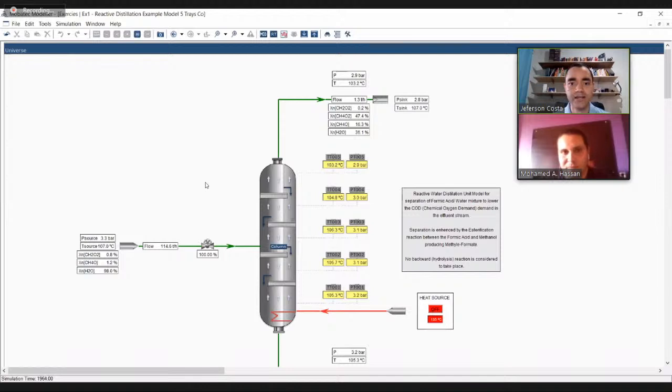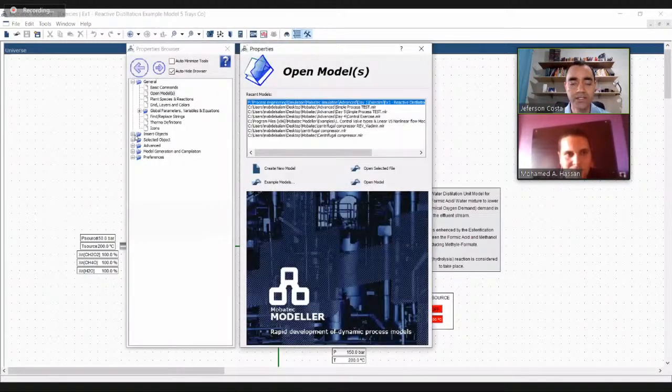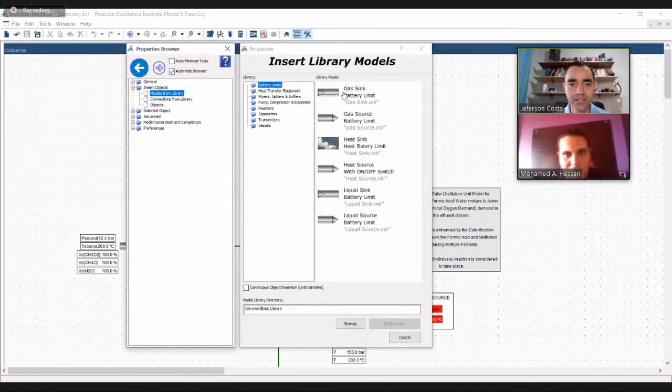Yes, guys. But be aware that it is not like Aspen HYSYS. You need to know how to build your models in order to be able to use this software. It's very nice and very useful for people that know what they are doing. It's not like a video game. You need to do your own models, right?